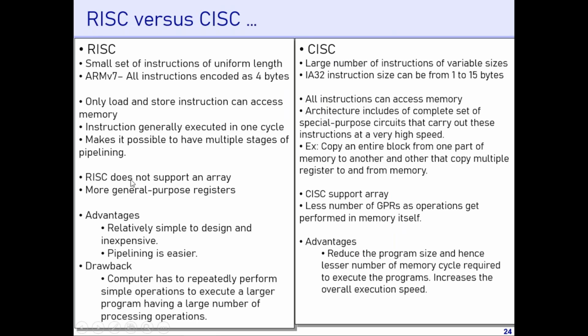Now, coming to the drawback of RISC, the computer has to repeatedly perform simple operations to execute a larger program having a large number of processing operations. One drawback of CISC is that it is complex to design and expensive, because the pipelining concept can't be implemented in a simple manner. It requires special purpose circuits, which makes CISC more complex and expensive. Okay. So this was a brief about RISC versus CISC architectures. We'll go for a break now.